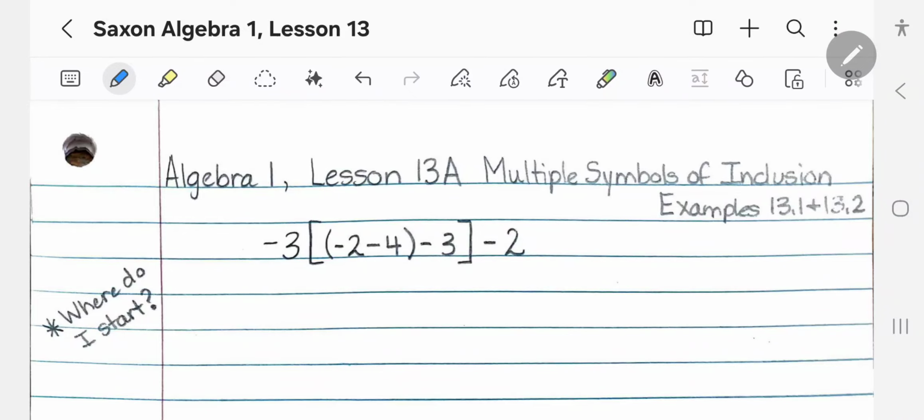This is Algebra 1, Lesson 13a, Multiple Symbols of Inclusion. It includes examples 13.1 and 13.2.